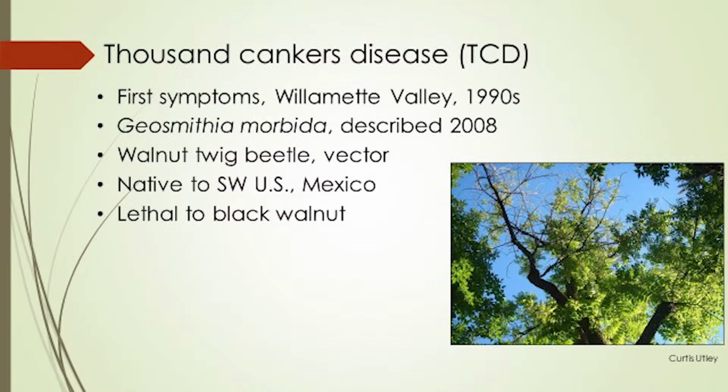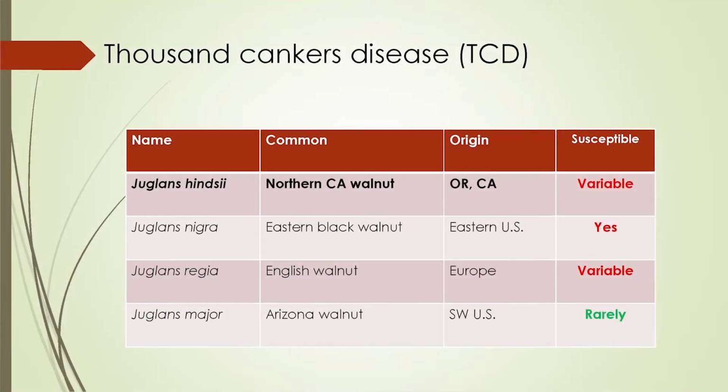The disease kills healthy, well-watered black walnut within 2 to 6 years and is very hard to control, even if it's caught early. Other species of walnut are also vulnerable, including Oregon's only native species, the Northern California walnut, and another widely planted species, English walnut. Arizona walnut, which co-evolved with the disease and the twig beetle, is rarely killed.